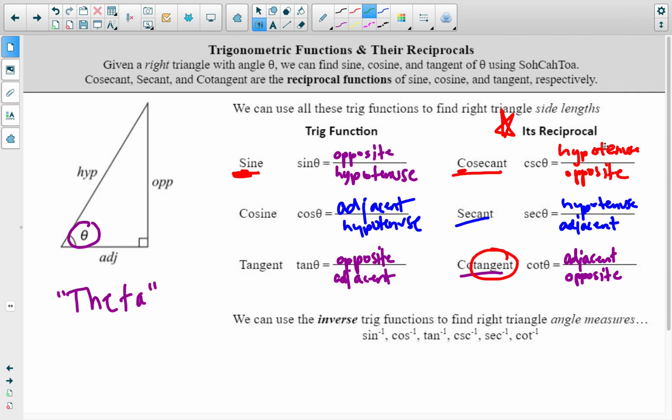Okay, so these are reciprocals, not to be confused with inverse trig functions, inverse sine, inverse cosine, inverse tangent, inverse cosecant, etc., because those are used to find angle measures. We use the regular trig functions to find side lengths. We use the inverse to find angle measures. Okay?